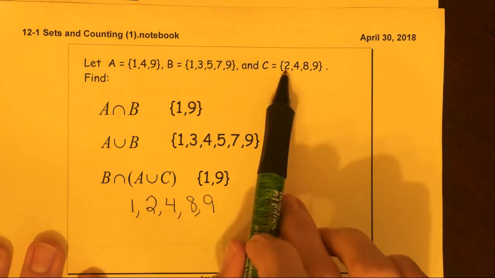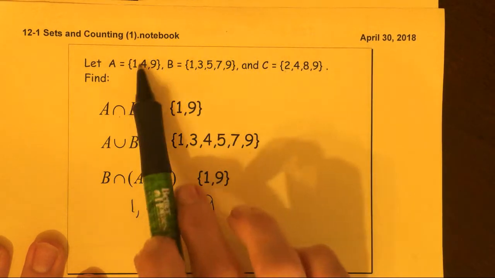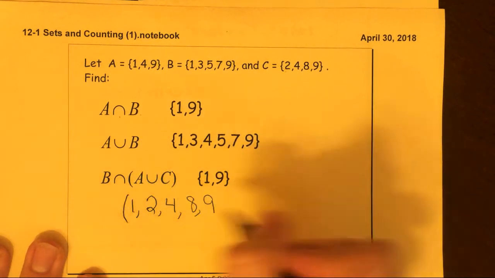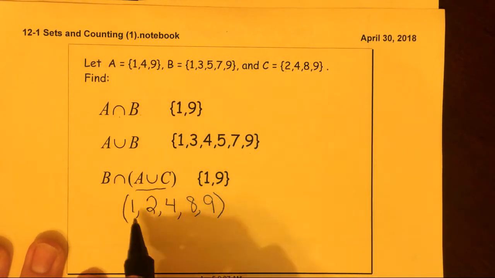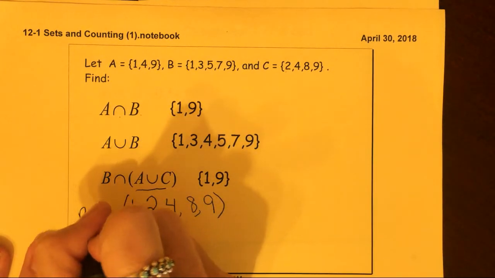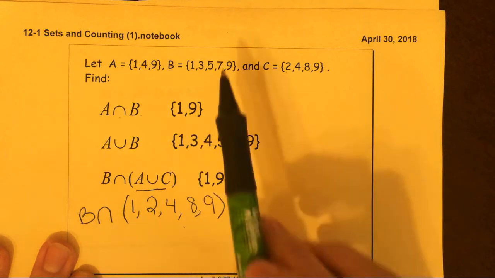So 1, 2, they both have a 4, an 8, and they both have a 9, but I just write it once. So this right here is the A union C, this part here. And then they want me to find the intersection of B. So now they want to know what do they have in common.